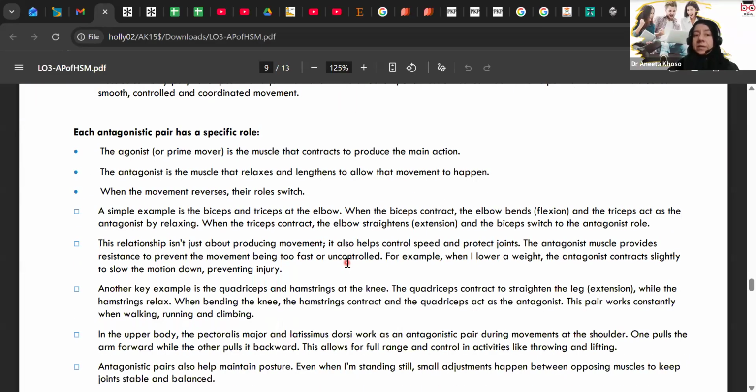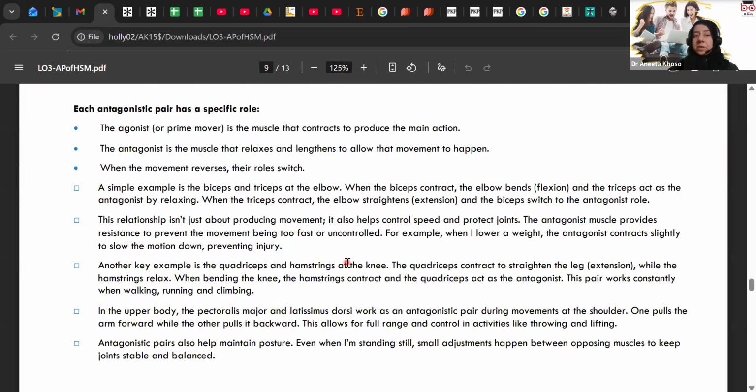So each antagonist pair has a specific role. The agonist, or the prime mover, is the muscle that contracts to produce the movement. The antagonist will relax and lengthen to allow that movement to happen. When the movement reverses, their roles switch. A simple example is the biceps and the triceps at the elbow. When the biceps contract, the elbow bends.